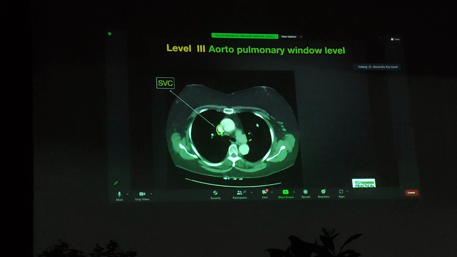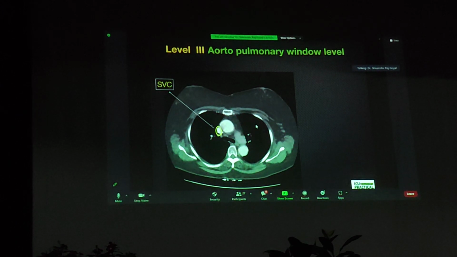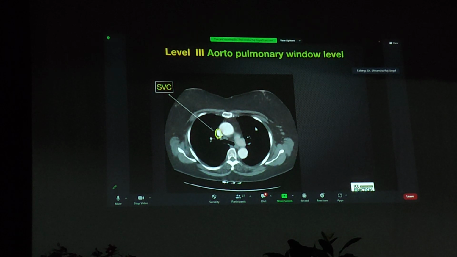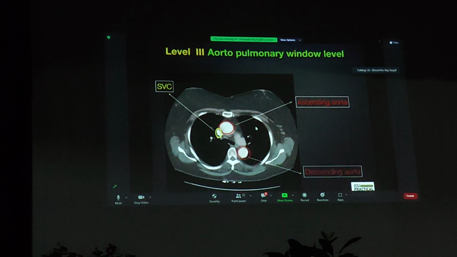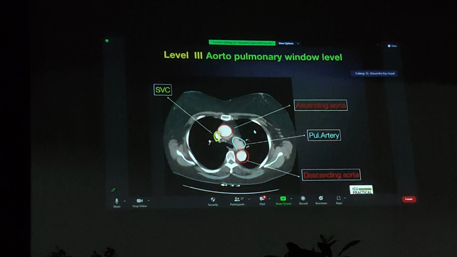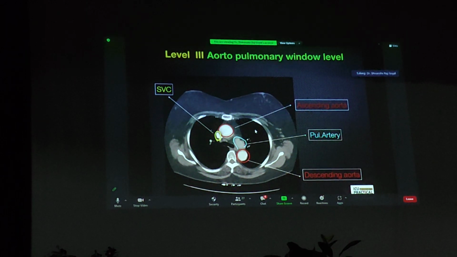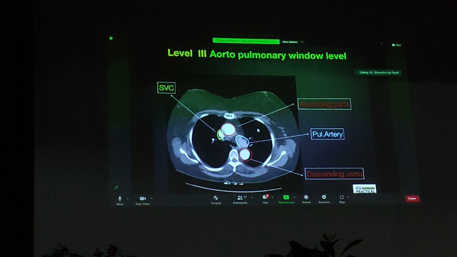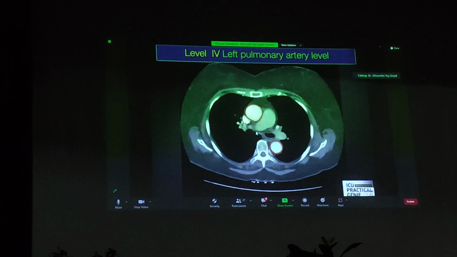Then comes the aortopulmonary window level. That means you have moved down from the arch. SVC is still visible. Now it is divided into ascending aorta, descending aorta, and obviously the pulmonary artery. And you see the trachea is getting divided into right and left. The carina is about to be approached.